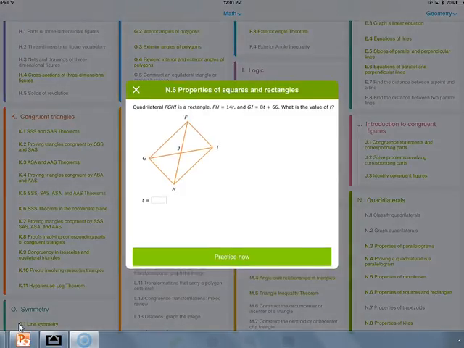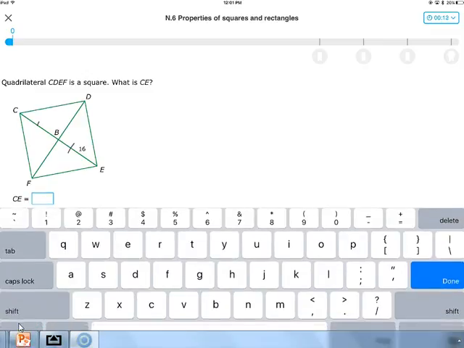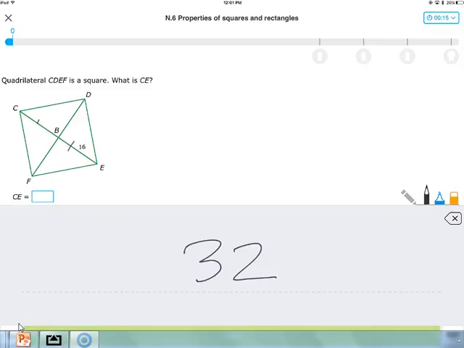So here's N6 now. Let's see. It's a square. What is CE? So in a square, we know it's a parallelogram. So the diagonals are bisected. So if this is 16, so is this. And CE total then would be 32.